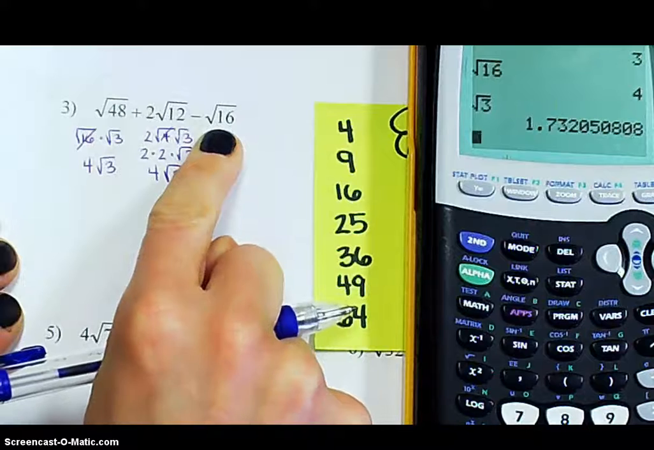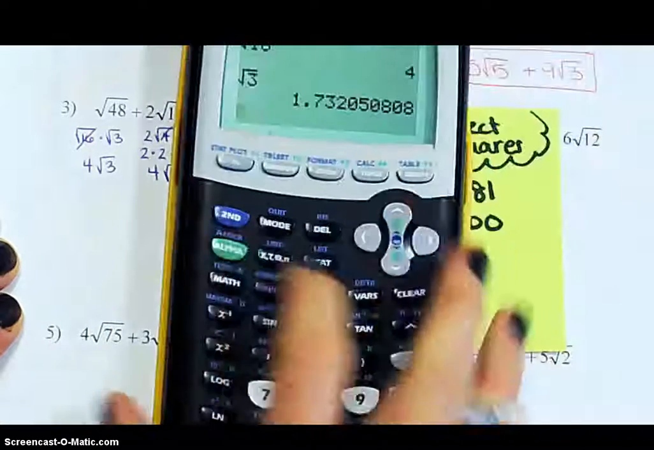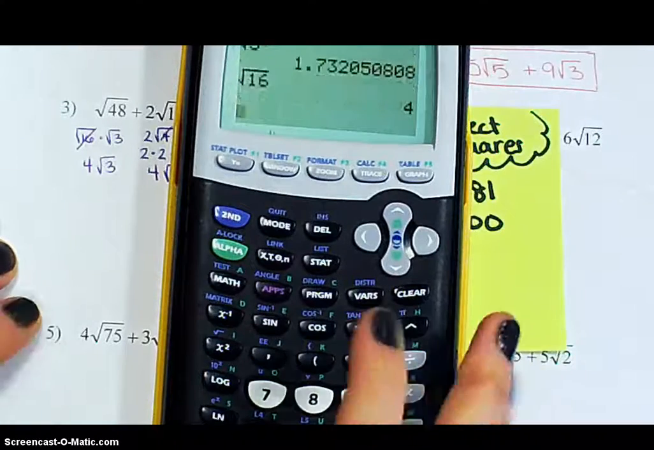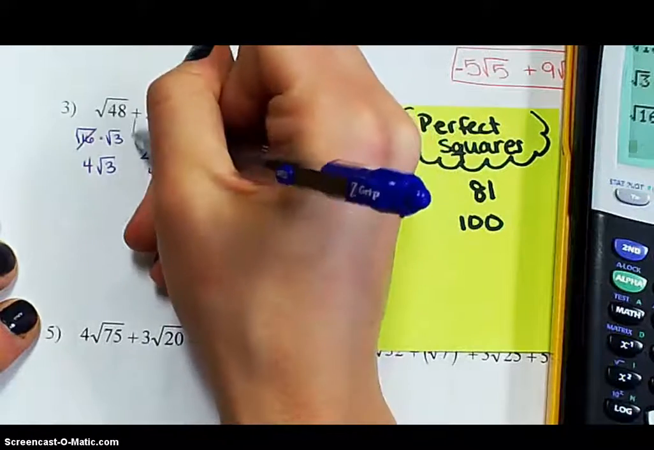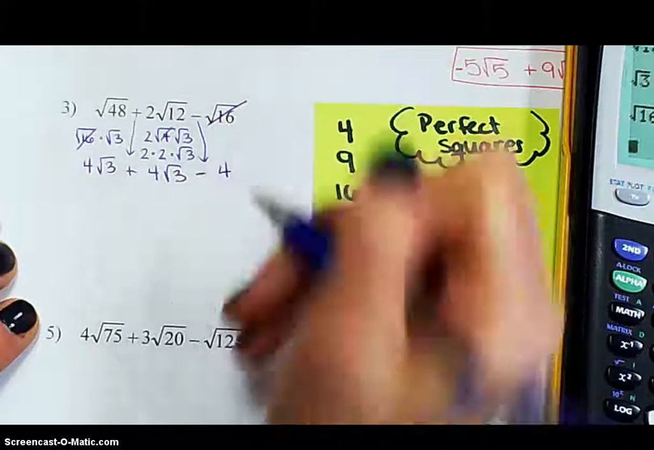Then if I take a look at radical 16, well, it's on my list, so let's double check it in the calculator. The square root of 16 is just 4. So this whole thing crosses out and we get 4. Now I'm going to bring down my operation. So there's a plus here and there's a minus here.